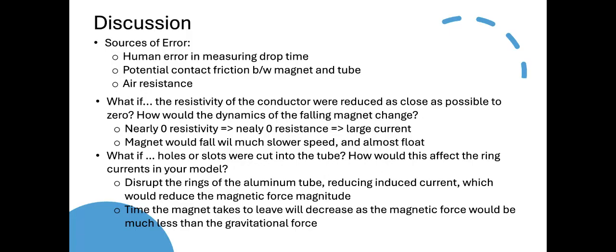And then for the second what if, it would disrupt the rings of the aluminum tube, reducing the induced current, which would reduce the magnetic force on the magnet. This would mean that the time it takes for the magnet to leave will decrease, as the magnetic force would be much less than the gravitational force.